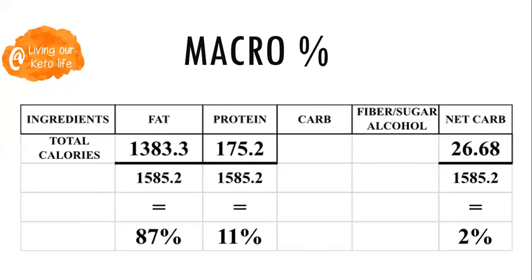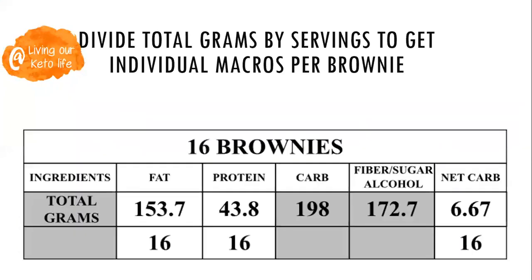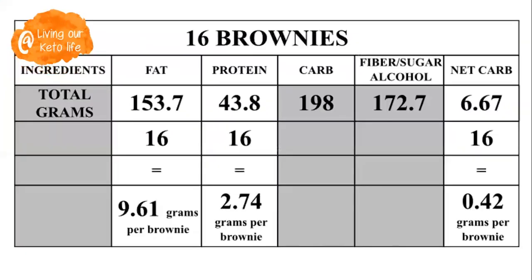There's also, if you want to know the grams, so say you have an app and you're trying to track, okay, I just ate 2 brownies. I need to know what my macros were on that. We're just going to go back to those original grams, and you're going to divide it by how many servings you've put in. So with 2 by 2 inch brownies in an 8 by 8 inch pan, I would get 16 brownies. So I'm going to divide 16 into each one, and there's your count. So I would have 9.61 grams of fat per brownie, protein 2.74, and 0.42 net carbs.